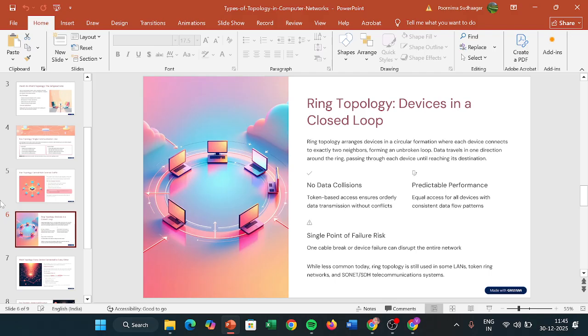So the next one is ring topology. It is a closed loop. It arranges the devices in a circular formation where each device connects to exactly two neighbors, and it forms an unbroken loop. Data travels in one direction around the ring, passing through each device until it reaches the destination.